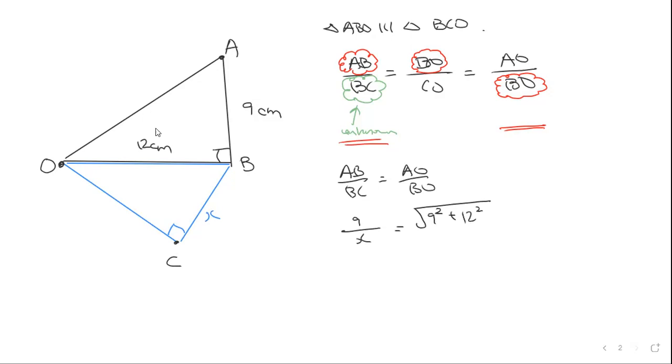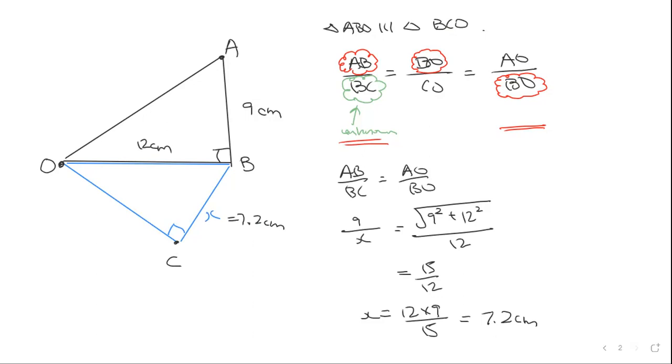And you should be able to recognize that's going to be a 3, 4, 5 triangle, so it's going to be just 15 all over BO, which is 12. Right? And so that means X does therefore equal 12 times 9 divided by 15, giving you an answer of 7.2 centimeters. So the answer to part 1 is that X equals 7.2 centimeters using the fact that the triangles are similar.